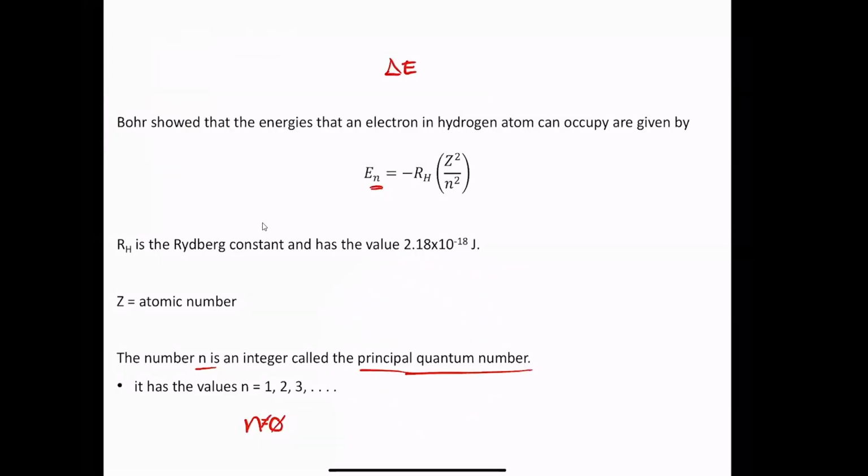And Z we already know. We've already talked about this, and I expect you guys to remember that. Z is simply the atomic number. If we were talking about hydrogen, Z would be equal to 1. If we're talking about helium, Z is equal to 2. How do I know that? Because 2 is the atomic number of helium. And then Rydberg's constant is, in fact, a constant. This number will not change, right?